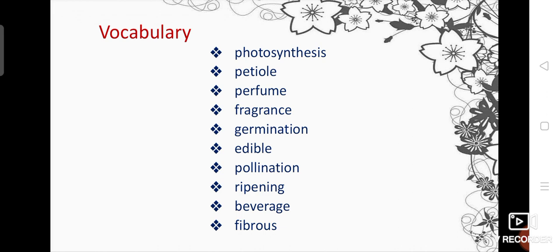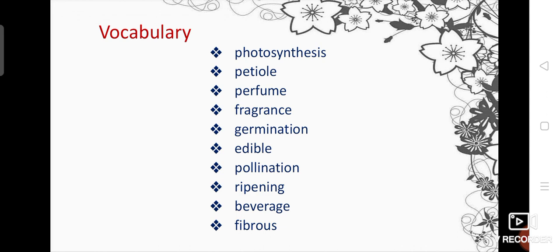Then beverage. Beverage is a hot or cold drink. For example, coffee is a beverage, tea is a beverage, cool drinks are also beverages. Next one is fibrous. Fibrous means thread-like structure, usually obtained from cotton. We get fiber that becomes a dress, cloth, isn't it? Fibrous is a thread-like structure.